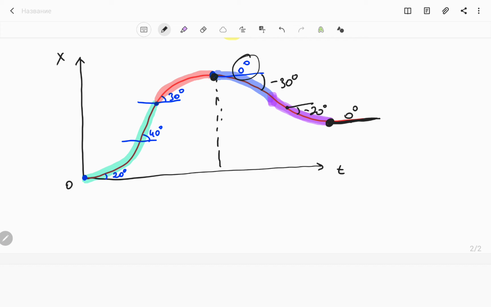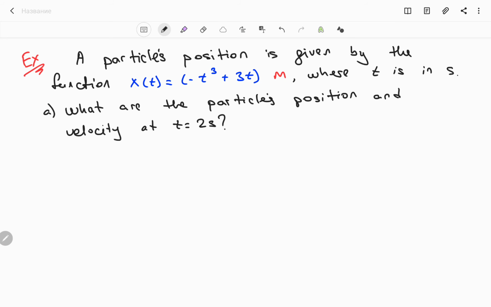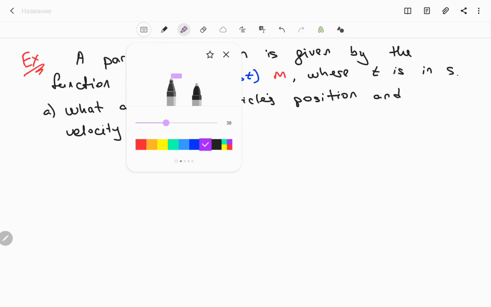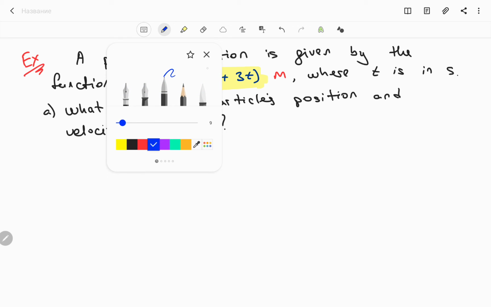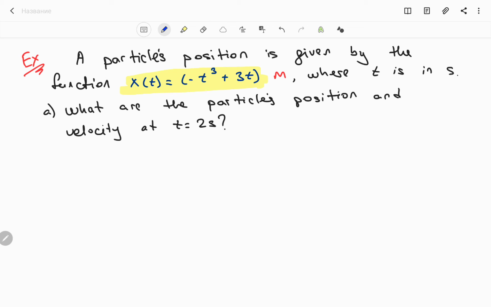So this is how you can study the graphs. Let's do one example. A particle's position is given by the function. So we have a particle object which is moving according to this equation, where time is in seconds. Question: what are the particle's position and the velocity? First question, position is simple, yes, because the position equation is given.